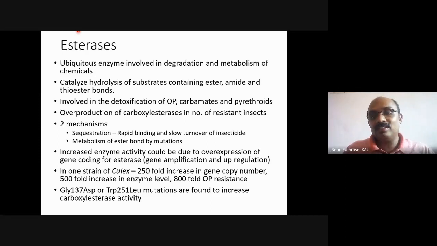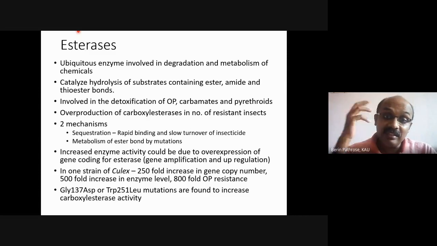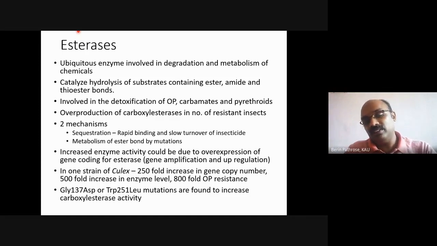And in some other insects, at the 251st position, in susceptible individuals it was tryptophan, but in resistant individuals it got mutated to leucine. So this mutation can lead to the changed expression of the esterase gene. Clear? Yes, sir.